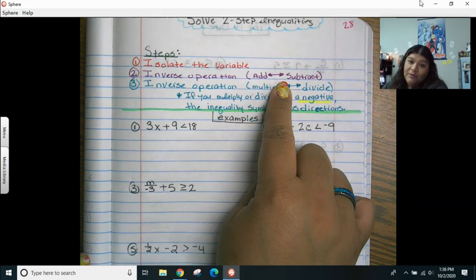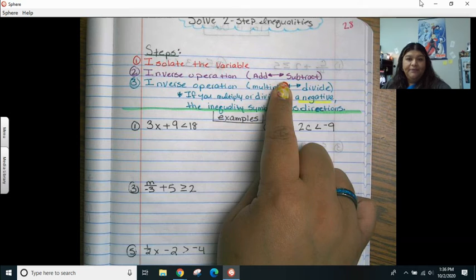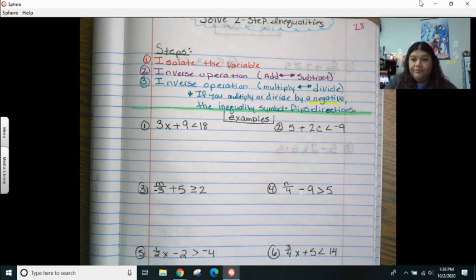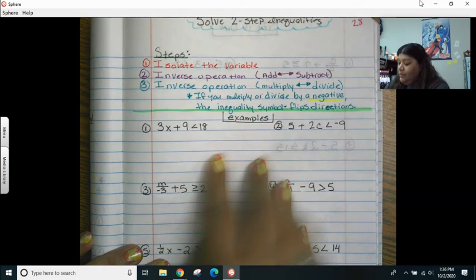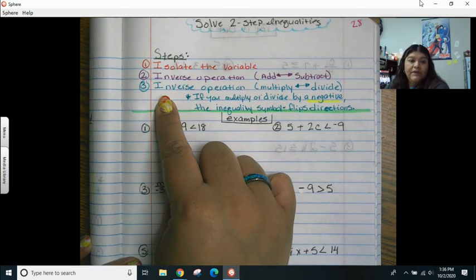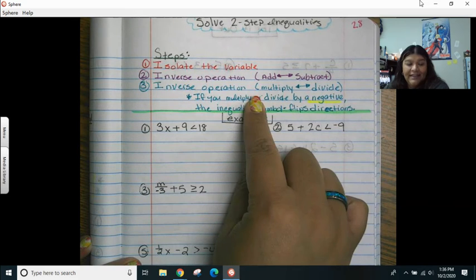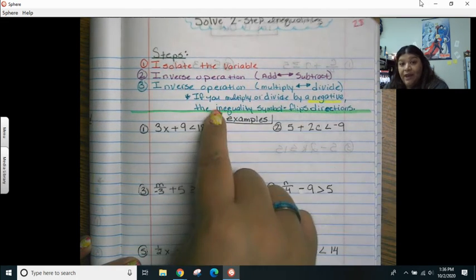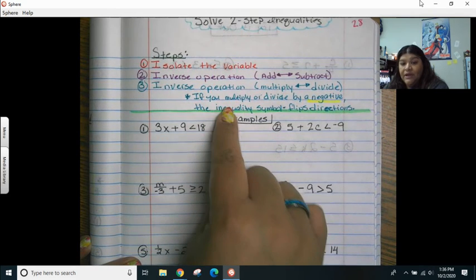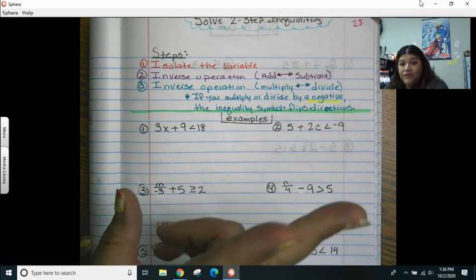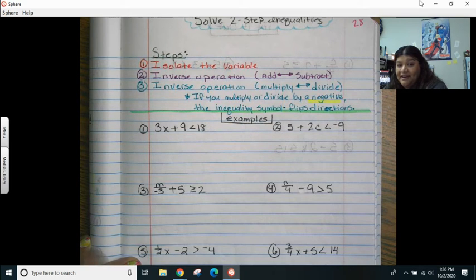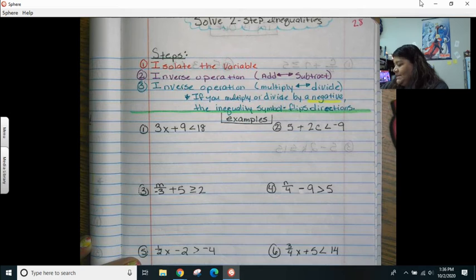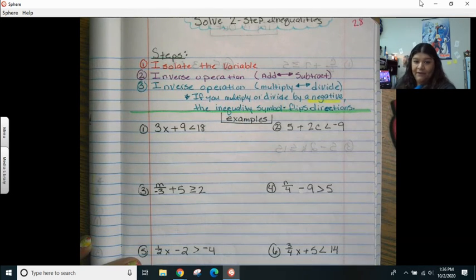So if we're adding, we'll be subtracting, subtracting, we'll be adding. There we go. You can see me better. Okay? And then after we do that, we'll do the inverse operation of multiplication division. So multiply will divide, divide will multiply. And don't forget, we have that warning sign, okay? If you multiply or divide by a negative, my symbol flips directions, okay? So remember that, all right? So let's get into the examples because you learn by seeing. So let's go ahead and see some of these examples I have here.